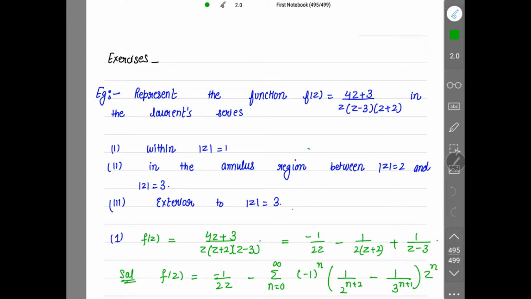Represent the function f(z) equal to 4z plus 3 over z into z minus 3 into z plus 2 in the Laurent series. First, within mod z equal to 1. Now, what is the meaning of within mod z equal to 1? That means what you have given.